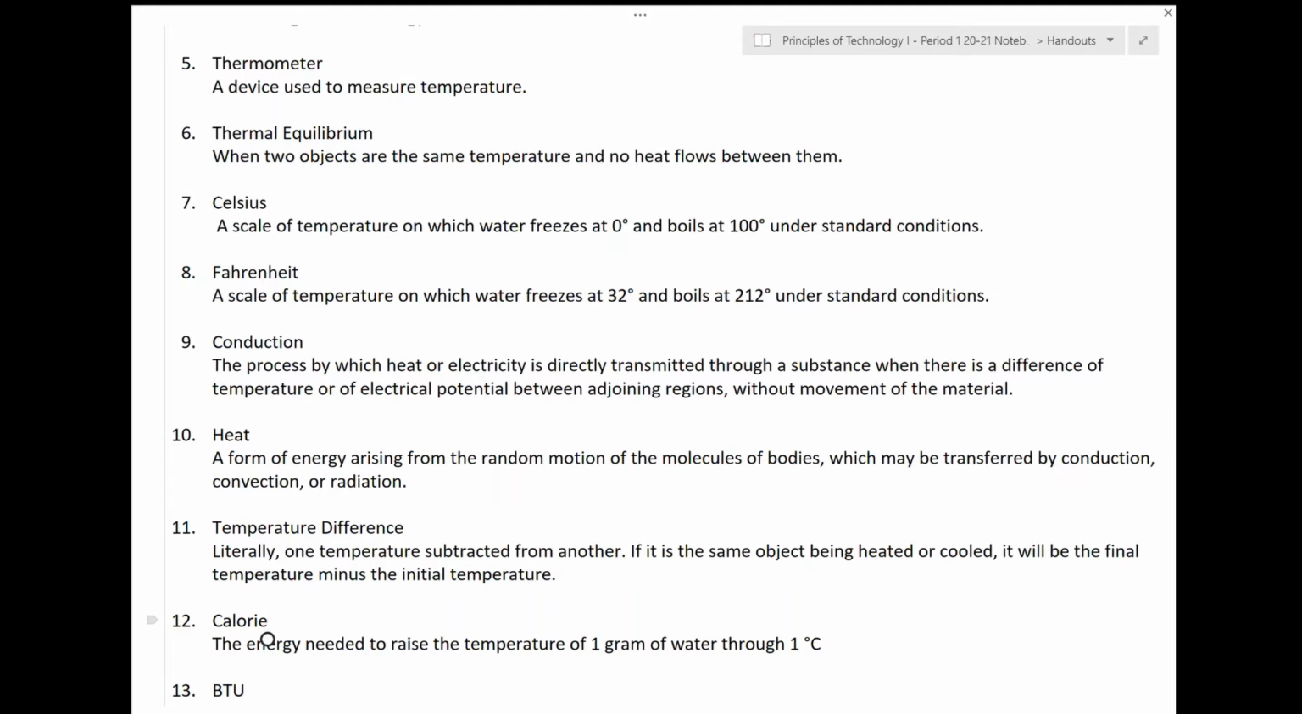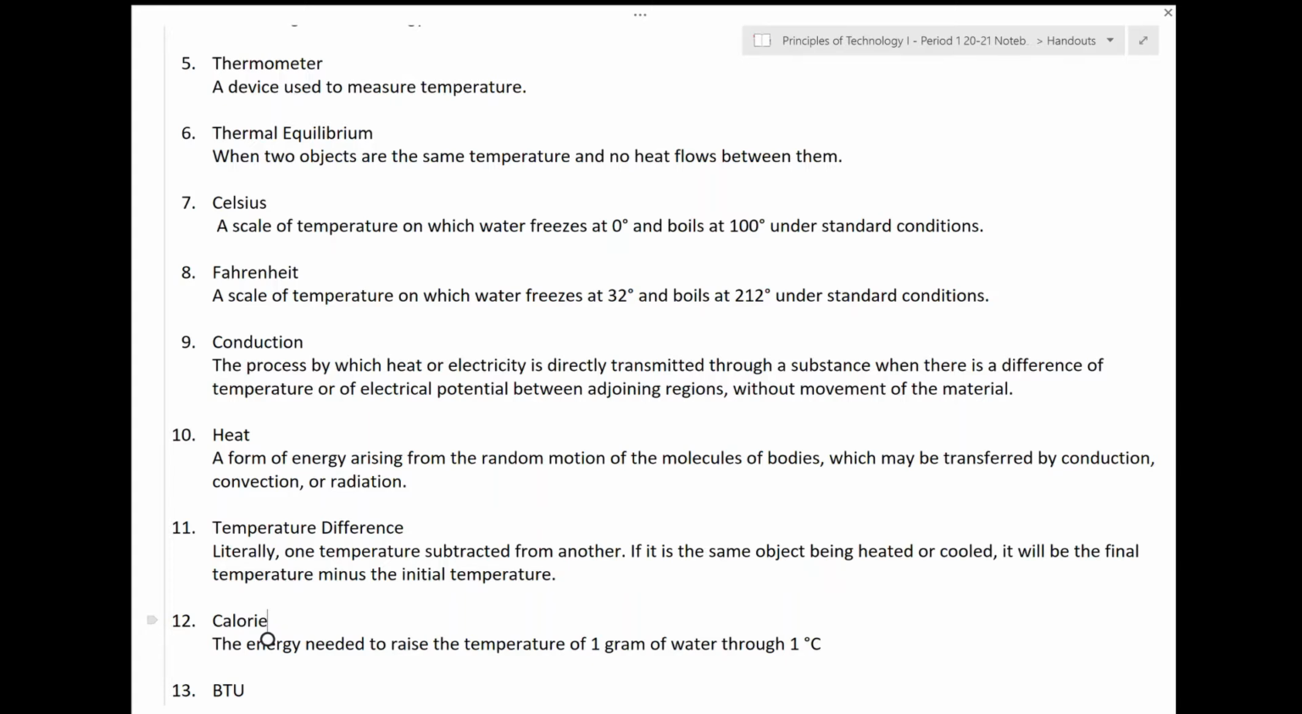Celsius is a scale of temperature on which water freezes at 0 degrees Celsius and boils at 100 degrees Celsius under standard conditions. Fahrenheit is a scale of temperature on which water freezes at 32 degrees Fahrenheit and boils at 212 degrees Fahrenheit under standard conditions.